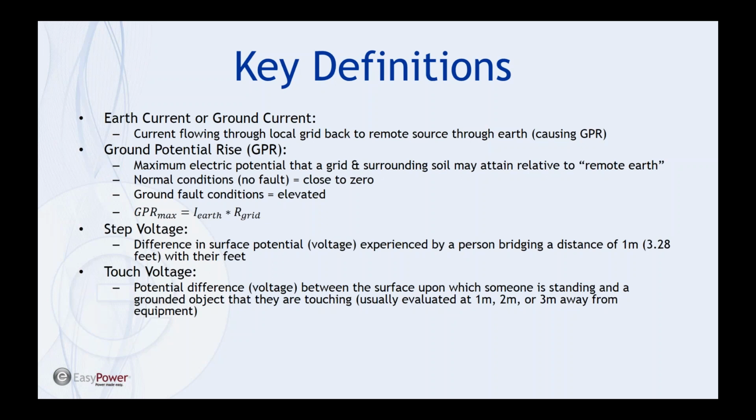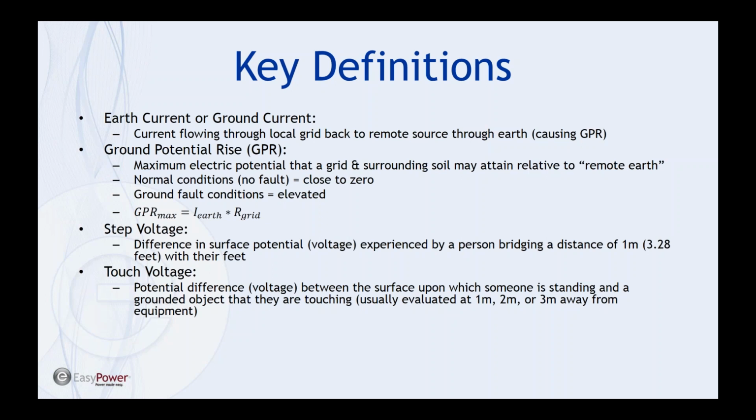Ground potential rise is defined as the maximum electric potential that a grid and the surrounding soil may attain relative to remote earth. Under normal conditions, with no fault in your grid, it's close to zero, but during ground fault conditions, it can be elevated. And it's a pretty simple calculation to get maximum ground potential rise. It's defined as the earth current times the resistance of the grid. Ground potential rise can be different at different points on the grid, but the maximum calculation is quite simple.